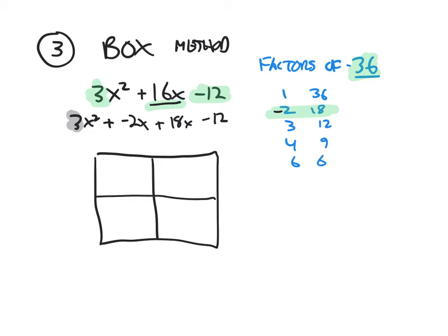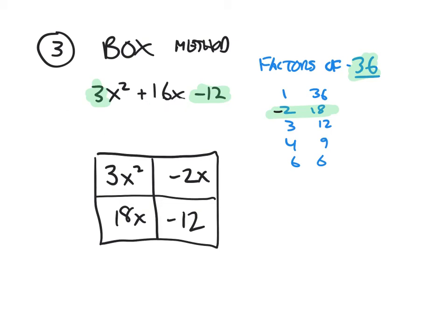In the box method, we do the same thing, but we just put the different terms in different places in the box. The 3x squared is there, the -12 is there, and the other two cells are where we put the -2x and the 18x. This is the same thing, just organized slightly differently. The next step of the box method is to do what we did with the grouping method, which is to find common factors to take out.